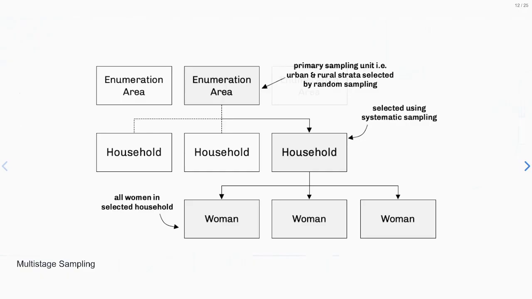And so this is an example of multi-stage sampling that uses various clusters. So the first cluster was the primary sampling unit, which is the enumeration area, and the second cluster consists of households. And then within the selected cluster, all eligible individuals were interviewed.